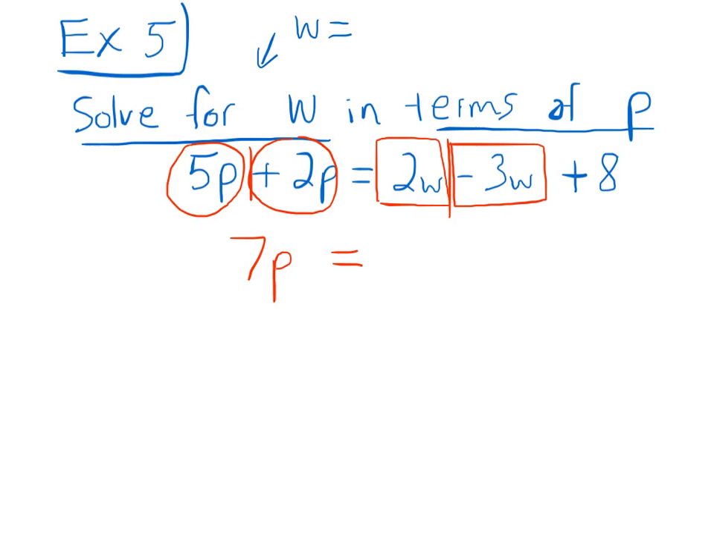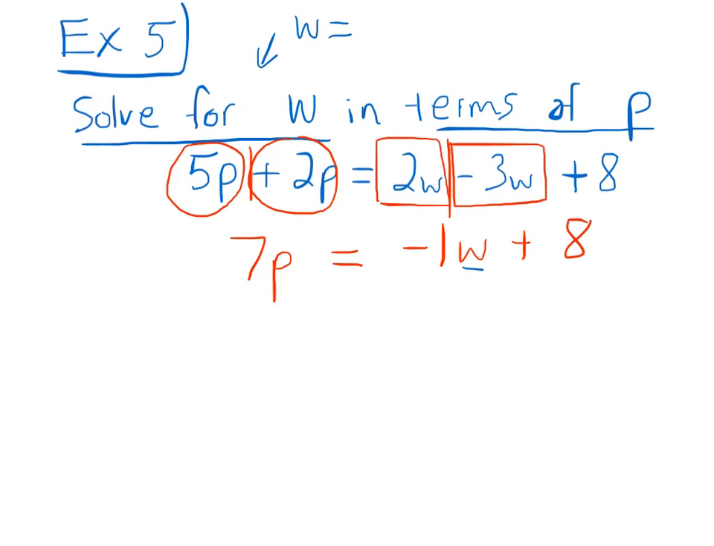Okay, 2w minus 3 will get me negative 1w, and then I just have plus 8. I didn't do anything with that plus 8. Okay. Now, both sides are simplified. So now I can go ahead and ask myself, well, what's being done to my variable? And careful, which variable do we care about? Do we care about the p? No, we're solving for w. So I ask myself, what's being done to w?